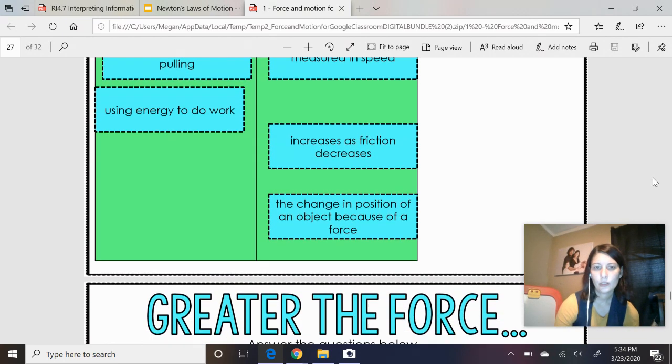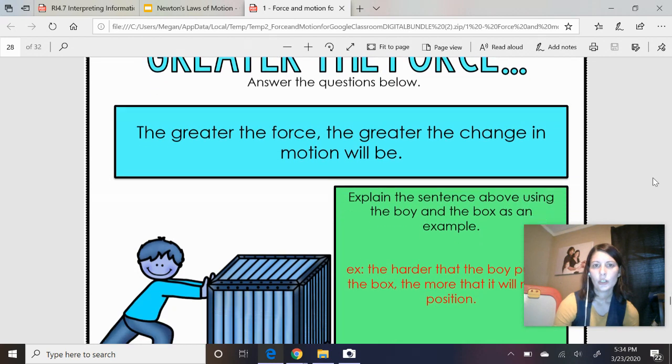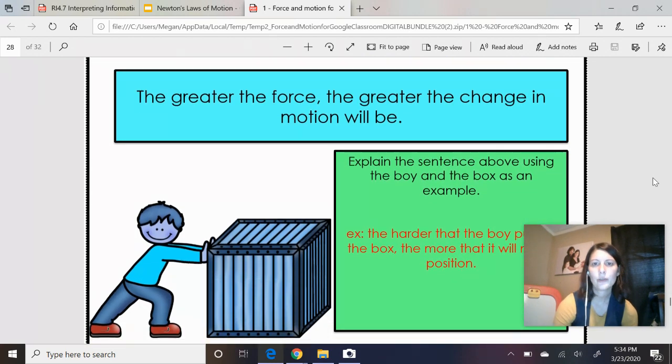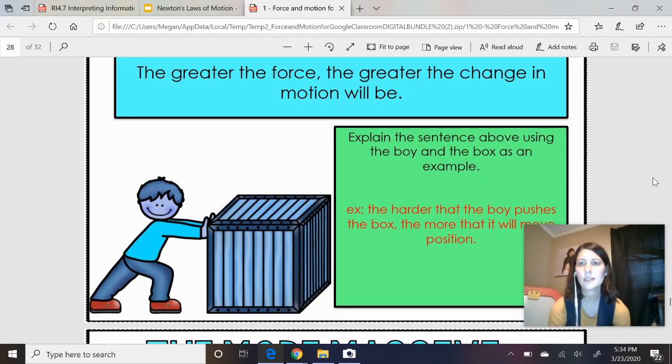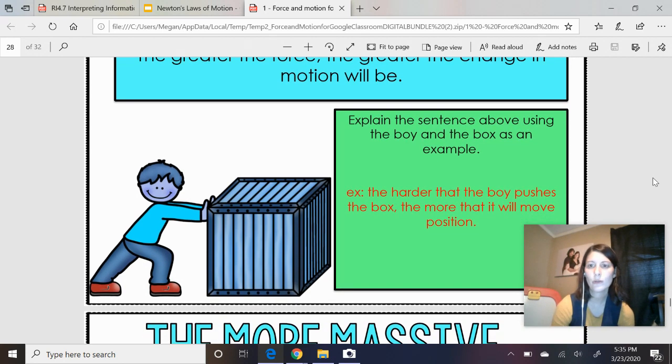All right, let's go look at the next page. The greater the force, the greater the change the motion will be. Explain the sentence above using the boy in the box as your example. So, for example, you could have said the harder the boy pushes the box, the more that it will move in the position he's pushing it.